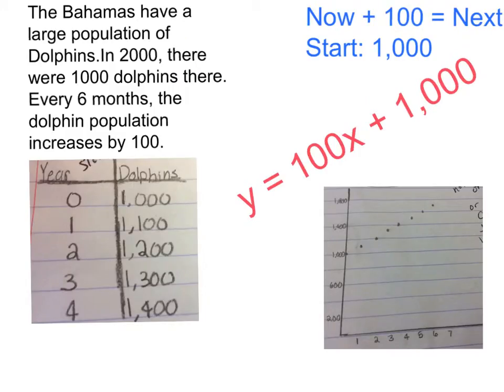The Bahamas have a large population of dolphins. In 2000, there were 1,000 dolphins there. Every 6 months, the dolphin population increases by 100. So this is linear growth, and the equation is y equals 100x plus 1,000. And you can see our graph right there, and our table values right here. And it's now plus 100 equals next, with the start at 1,000.